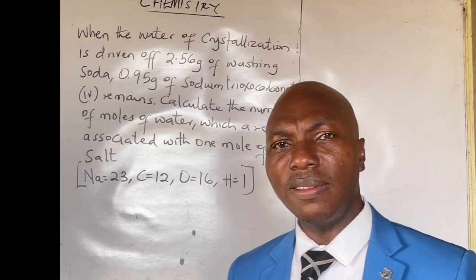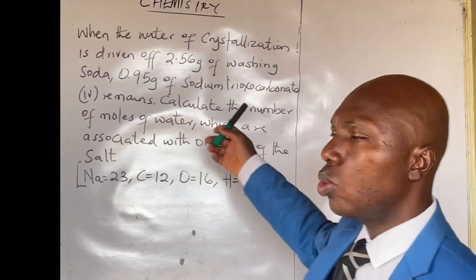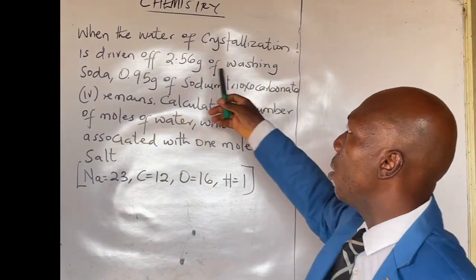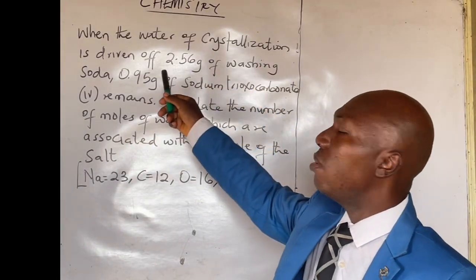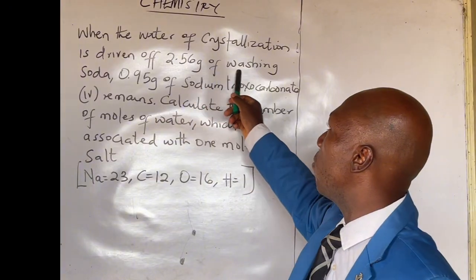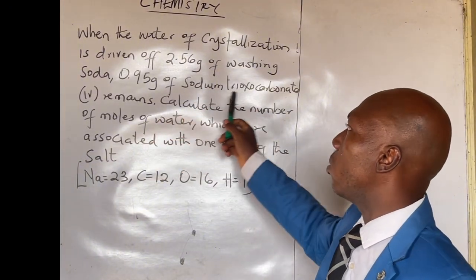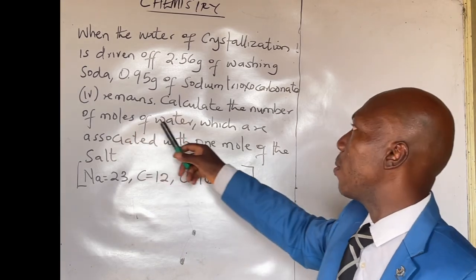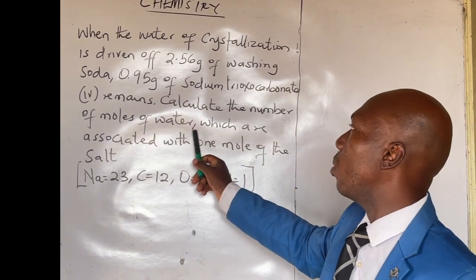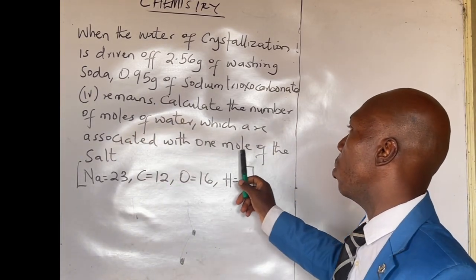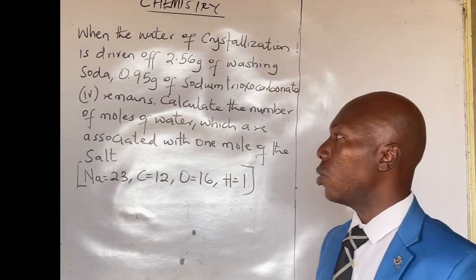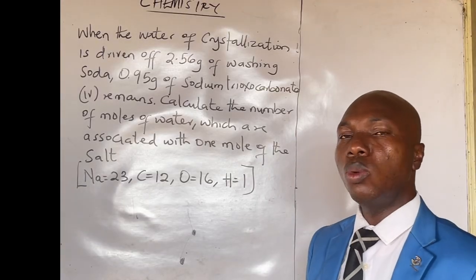So today we want to solve the problem on the board: when the water of crystallization is driven off, 2.56 gram of washing soda leaves 0.95 gram of sodium carbonate remaining. Calculate the number of moles of water which are associated with 1 mole of the salt. So how do we solve this problem?